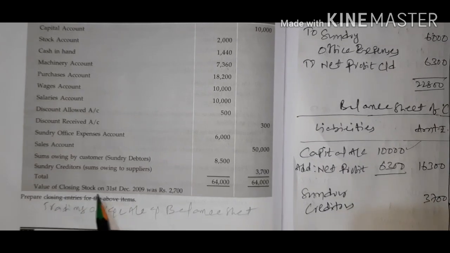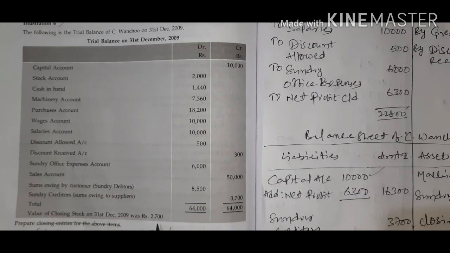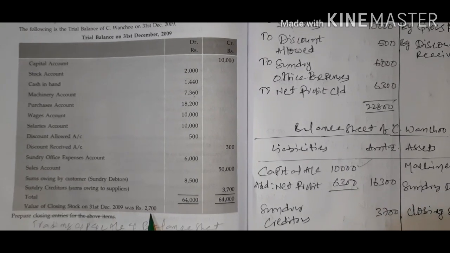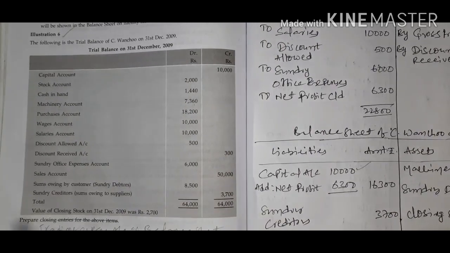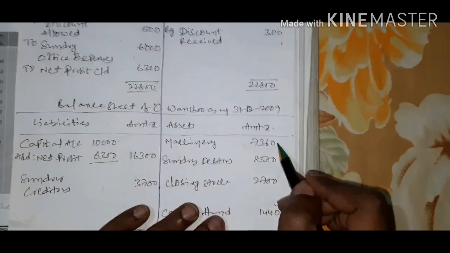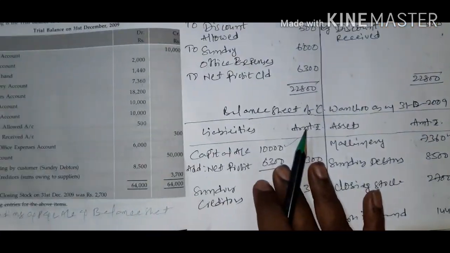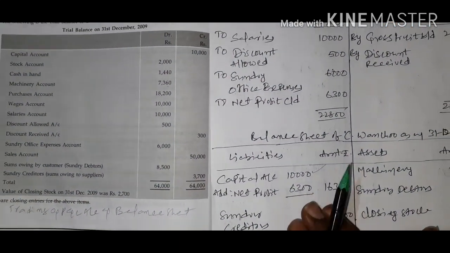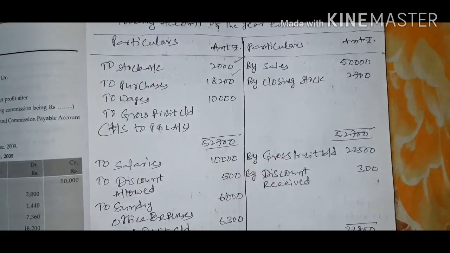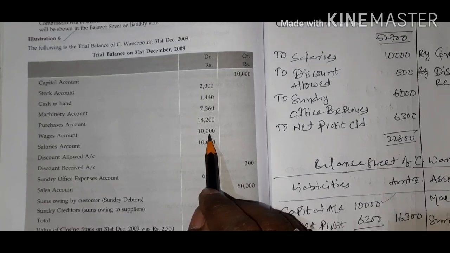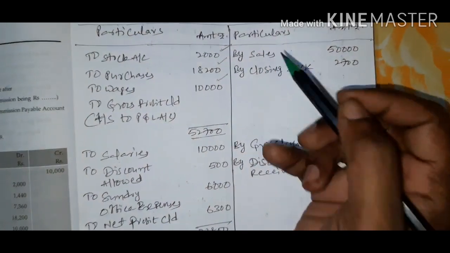The only additional information is the closing stock, and that will appear twice, friends: to the credit of trading account as well as on the asset side of the balance sheet. Then machinery account 7,360 will be shown directly on the asset side since it is an asset, friends. Then purchase account, purchase is a direct expenditure, the same will be debited to trading account, that is to purchases 18,200. Then wages is a direct expenditure, debited to trading account, to wages rupees 10,000.